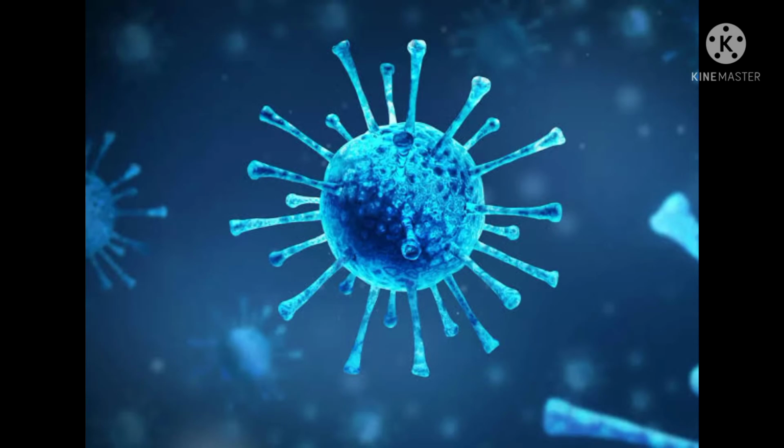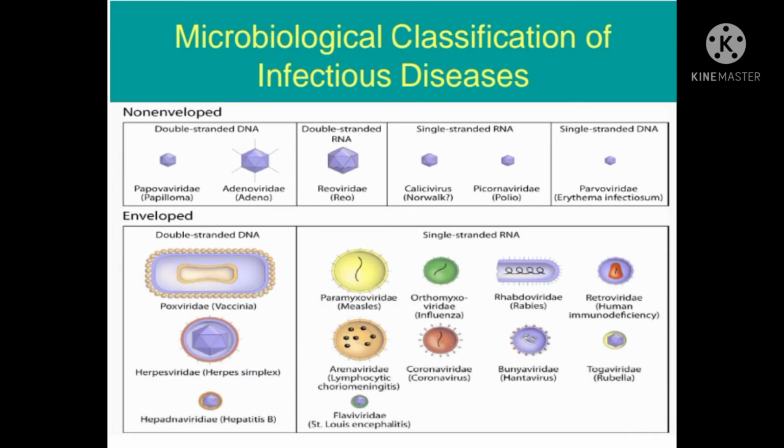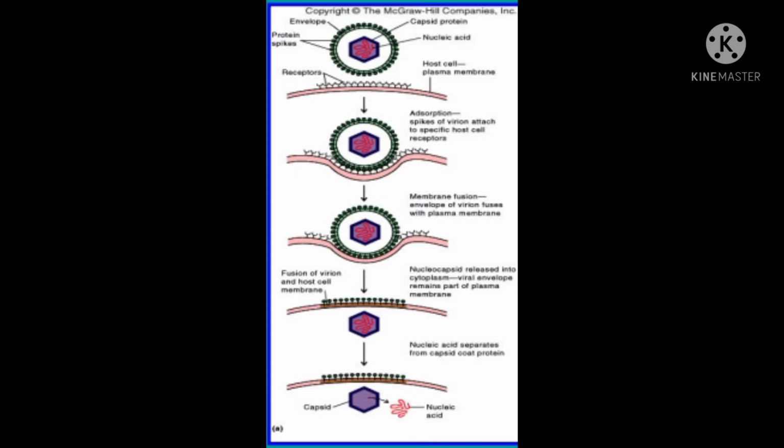Viruses are typically classified by genetic material, strandedness, size and shape of the capsid, whether it's enveloped or non-enveloped, then the method of replication. In this structure, you can see a non-enveloped and the enveloped one. So, viruses enter the host cell with an envelope.